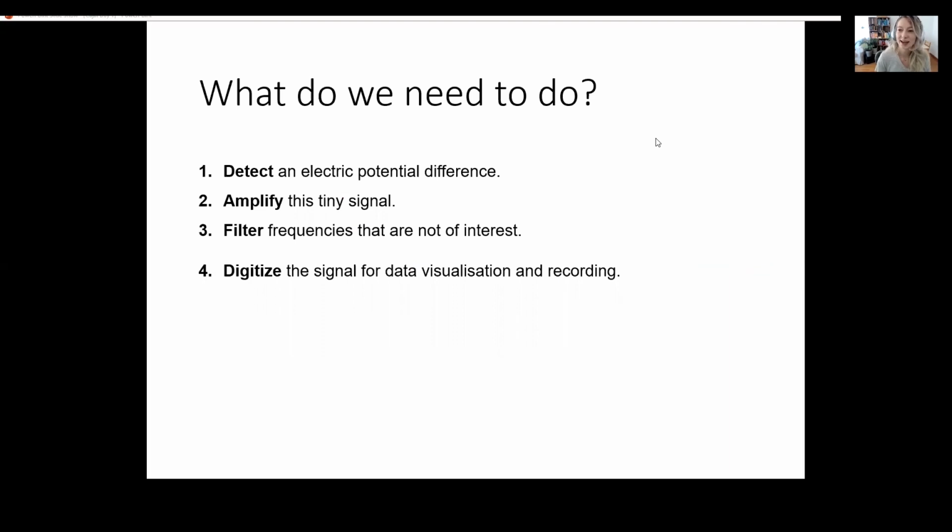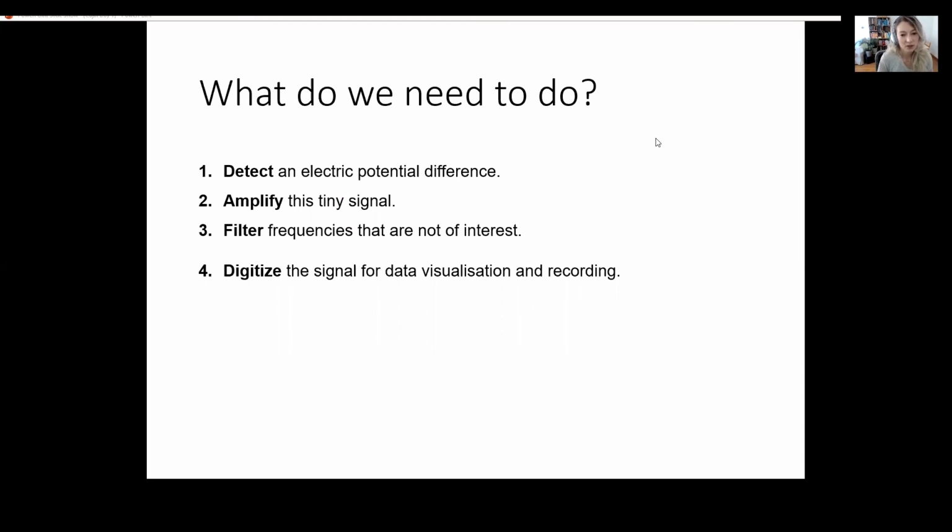All right, so what do we need to do to actually pick up these signals? Well, first of all, we need something that can detect an electric potential difference. And this is going to be our electrode. As soon as we detect it, we want to do a few things, which is first of all, amplify it, make it bigger. I said before, it's a very, very tiny signal. So in order to be able to protect it and work with it, we need to make it bigger.